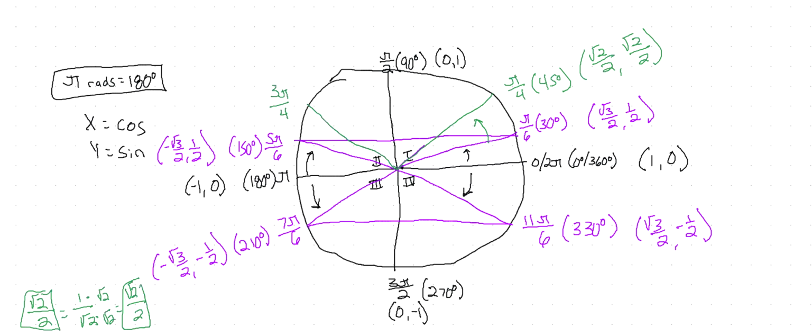Subtract 15 from 150. That gives us 135 degrees. And you might be able to guess it by now. Our x is negative, y is positive. So this will be our point.